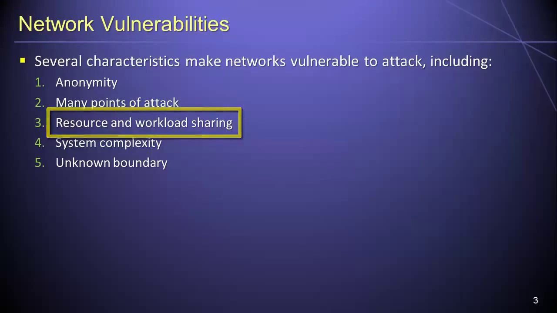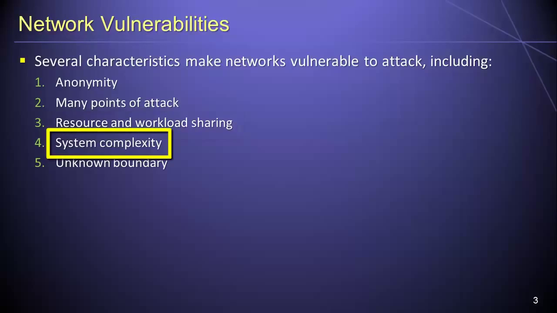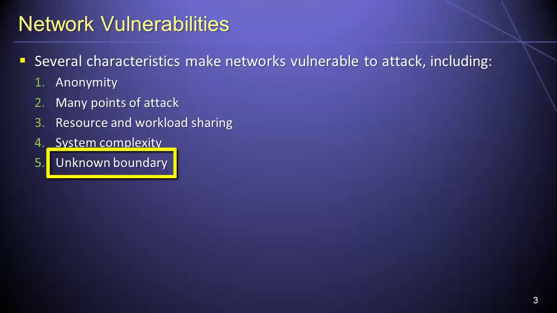Fourth, network architecture is often complex. Since networks are intrinsically more complex than standalone systems, there is a greater chance that a security vulnerability will be overlooked in a networked environment. Finally, networks often have unknown boundaries. Since the boundary of a network can change dynamically, it is often difficult to ensure that the entire network is secure. This is especially true in wireless networks where unknown nodes can join and leave the network on an ad hoc basis.